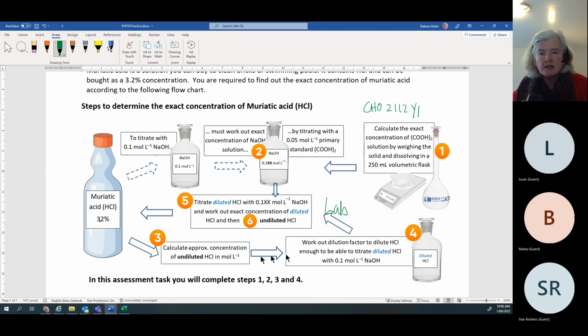This bit over here, you do some of this in the CHO 2112Y1 as well as in the lab, and you need to get either one of these correct in order to achieve. This one's the more complicated version. So most people get this one ticked.